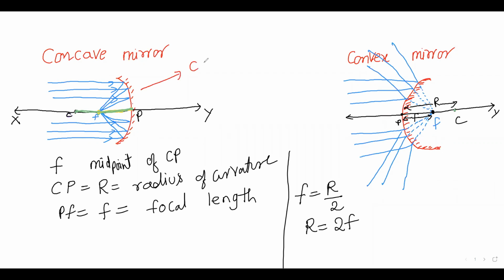Why it is called converging mirror? It is called converging mirror because it converges all the parallel rays after reflection at single point. Here actually the temperature will increase. Why? Because all the rays are meeting here. At this particular point, the heat will increase. If you put a piece of paper here, it will burn.